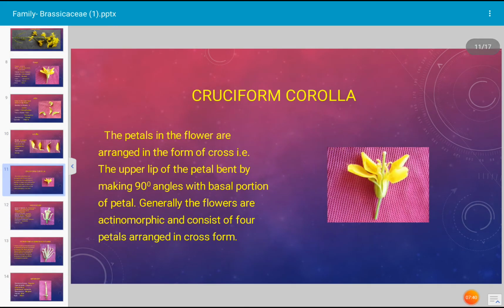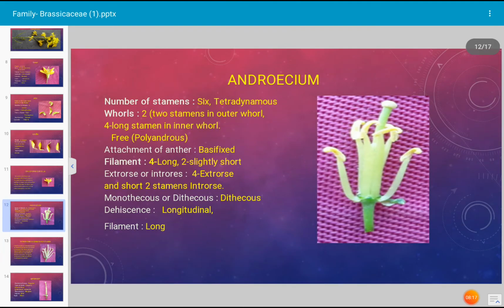This is the cruciform type of corolla as shown in the photograph. The petals in the flower are arranged in the form of a cross, that is, the upper lip of the petal bends at a 90 degree angle with the basal portion of the petal. Generally, the flowers are actinomorphic and consist of 4 petals arranged in cross form. Such type of corolla occurs in mustard and is described as cruciform type of corolla.